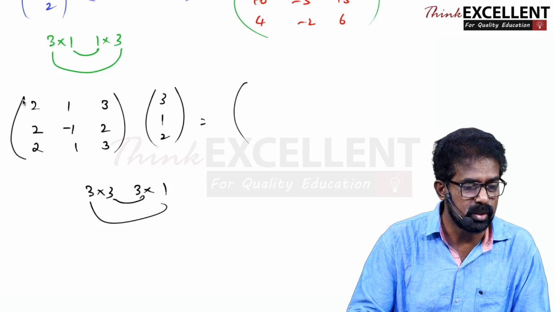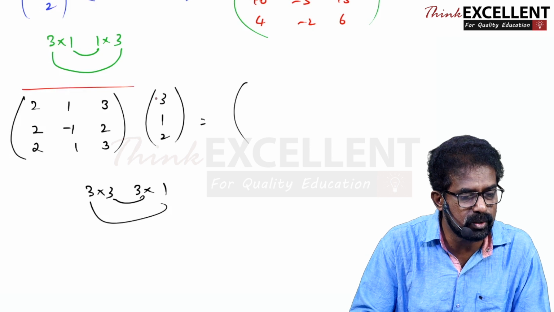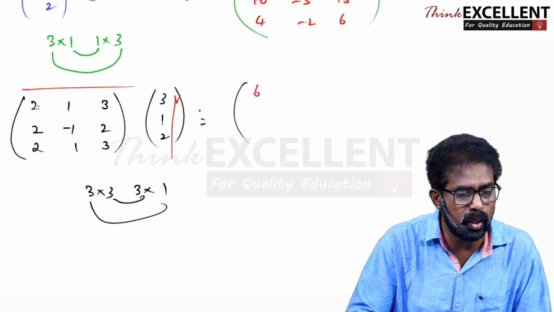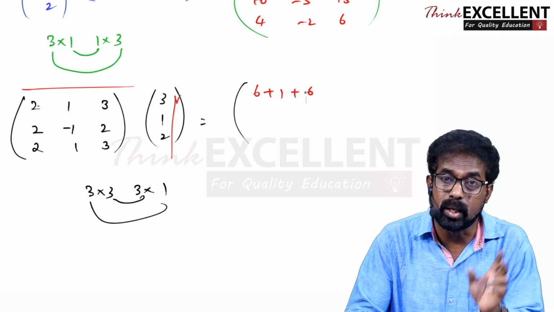So first row, first column. Please listen. First row, first column, corresponding elements. 2 into 3, 6. 1 into 1, it is 1. 3 into 2, 6. Everything together, one term.